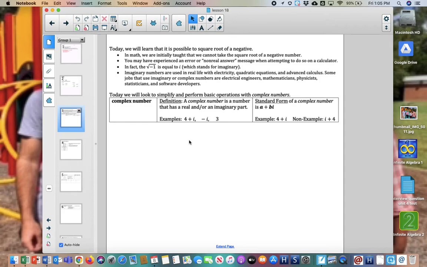For Unit 4, Lesson 18. All right. So in this lesson, we're really talking about complex numbers and how we do different operations with complex numbers and with the letter i, which stands for imaginary.